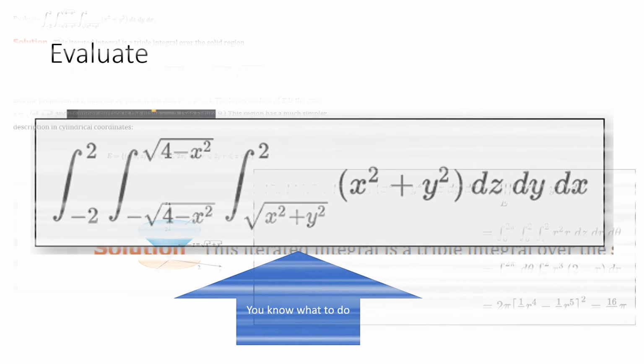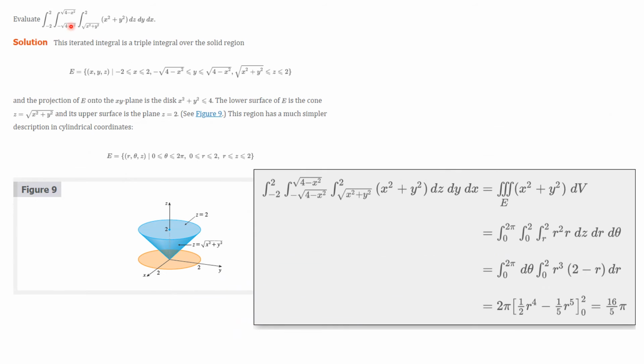Let's see. This integral is a triple integral over this solid. So x runs from -2 to 2. Y runs from minus the square root of 4 minus x squared to the square root of 4 minus x squared. And z runs from the square root of x squared plus y squared up to 2.